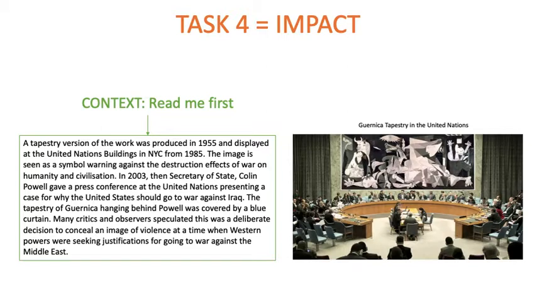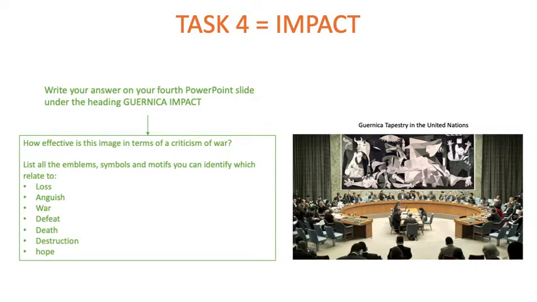Task 4, the last task on our slide, is to look at the impact of Guernica. So there's some context here that you need to read before you start, which tells you about the lasting impact that Guernica had on the world stage. So this is a picture of a tapestry made of the painting, and it hangs in the United Nations. So if you read that context so that you understand how it's been used throughout time since it was made in 1937, and then you've got some questions to answer. So this is on our fourth PowerPoint slide called Guernica Impact.